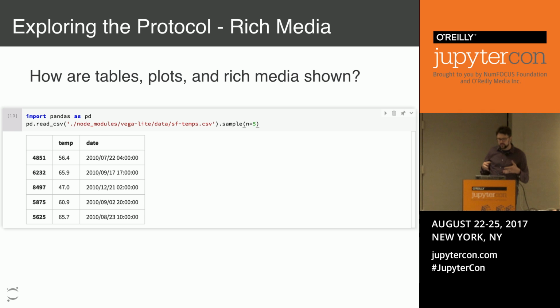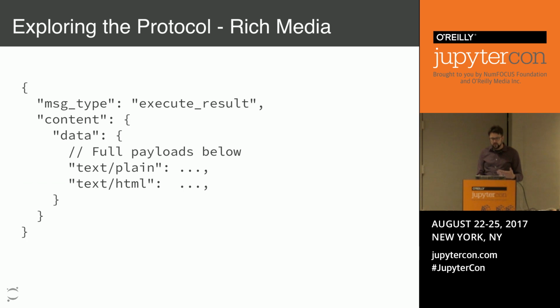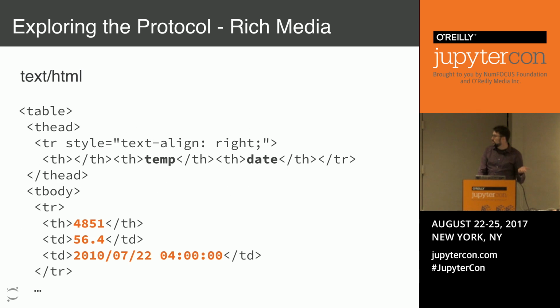And then to get to tables, plots, and other rich media, how do we get, what is Pandas giving back to us to make it so that we see this here? So if we go ahead and run this code, we'd send over a message from the front end saying that we have this code to run. And then what we get back, and where the true richness of the protocol itself comes in, is an execute result or display data. And in there's a field that's just data, which is a mapping from MIME type to some payload. So whether it's text plain or it's text HTML, you're getting that same table, but if you're at the command line, you're getting plain, and if you're in the notebook, you get HTML.